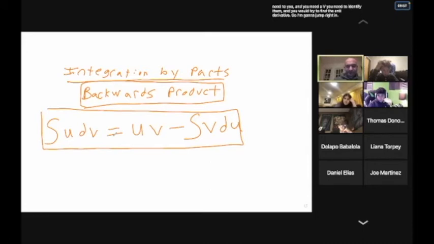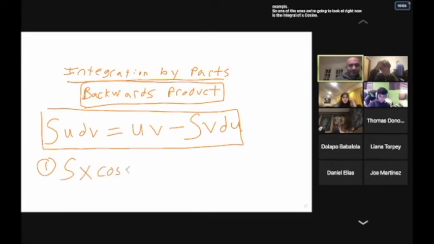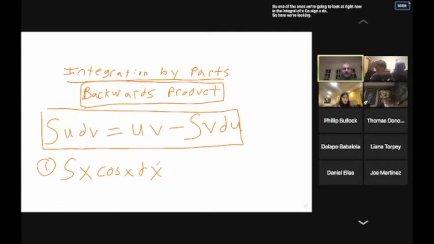So I'm going to jump right in here to an example. One of the ones we're going to look at right now is the integral of x cosine x dx. So here we're looking to find the antiderivative of a product. And well, of course, you could use power series to do this. We could use Maclaurin here. We don't need Maclaurin because this does have what we call an elementary antiderivative. You just can't do it by use substitution.